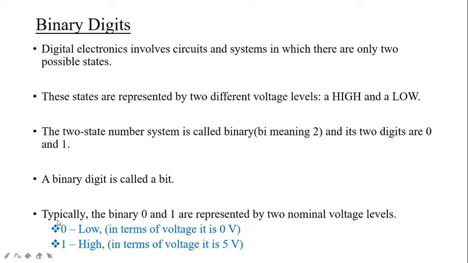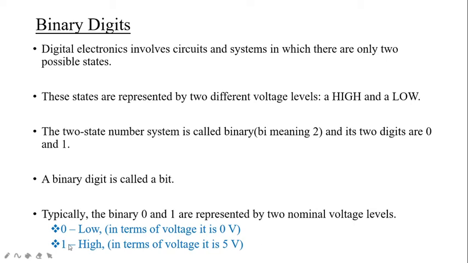Now let's see, typically the binary 0 and 1 are represented by two nominal voltage levels. We represent it as 0 and 1. Now combining all the three statements, we can come to a conclusion that we represent 0 for low, that is, we represent the state of bit 0 as low in terms of voltage. If we want to represent a 0 voltage, we give it as low, which is 0.